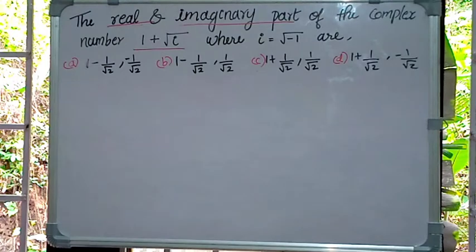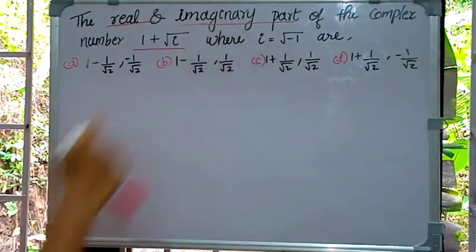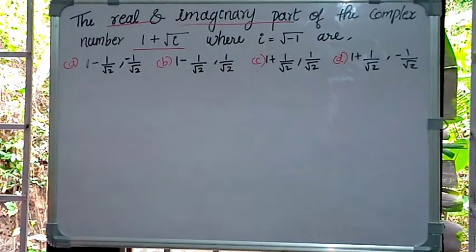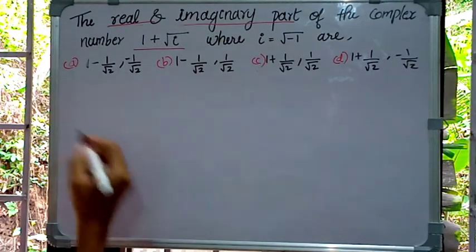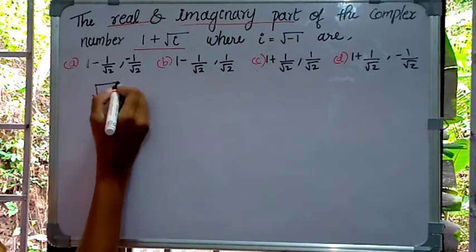The real and imaginary parts of the complex number 1 plus root i, where i equals root minus 1, are... Following are the options. Here we are asked to find the real as well as imaginary part of the complex number, that is 1 plus root i. So before that, let's write down the equation for root i.